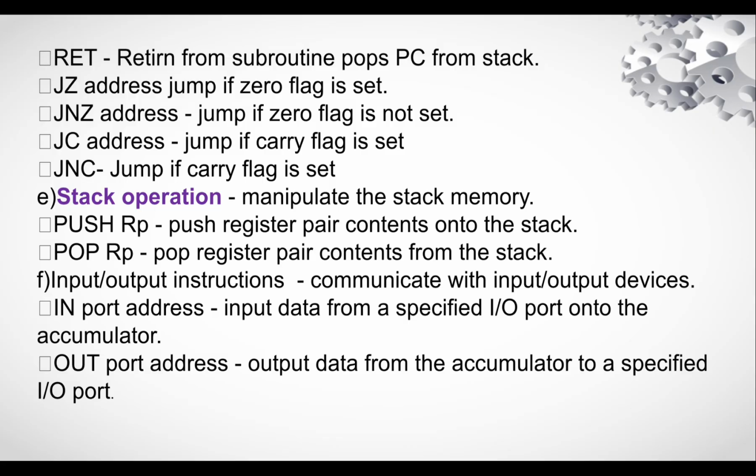You can have an input address. It means they input data from a specified input or output port onto the accumulator. That specified port has a definite address. Then you have an output port address. We output data from the accumulator to a specified input or output port that has a designated address. So that is our class F.